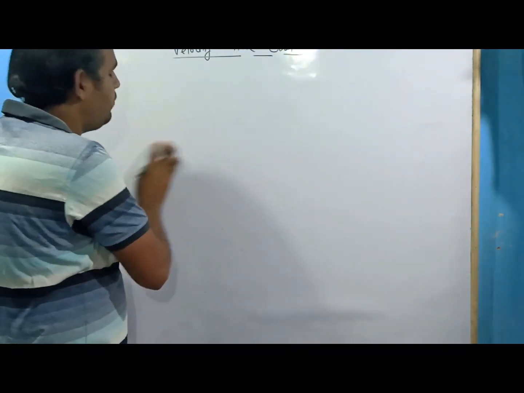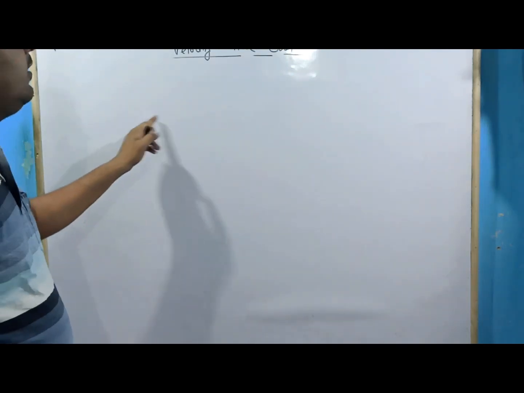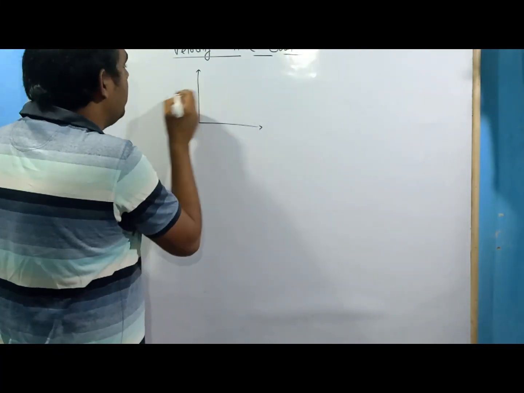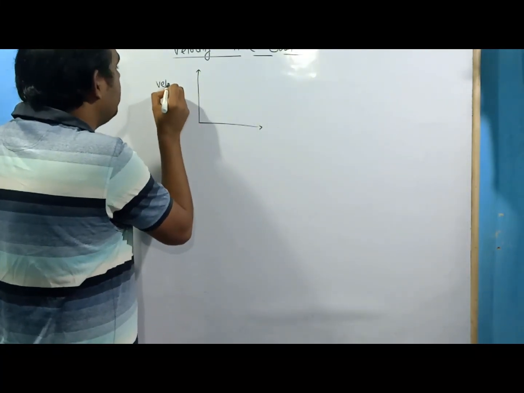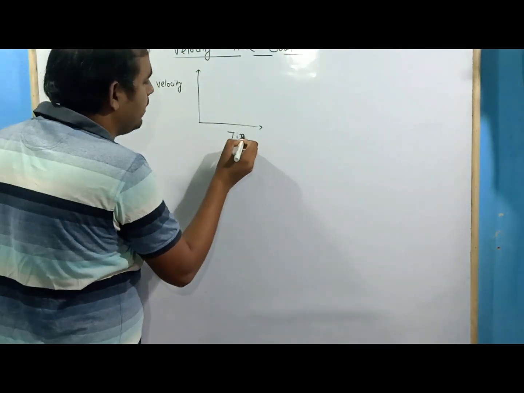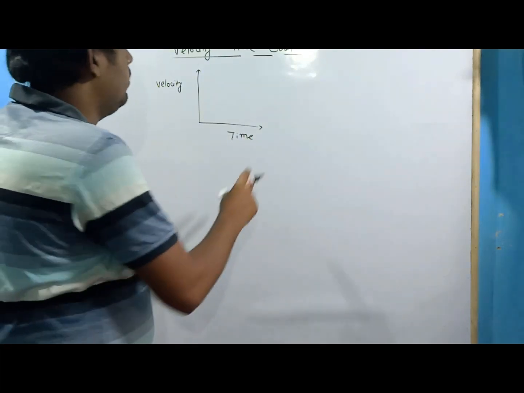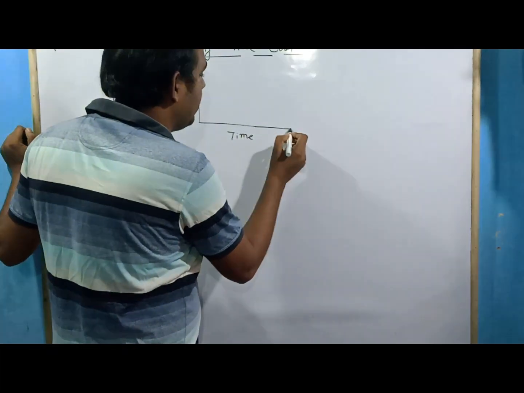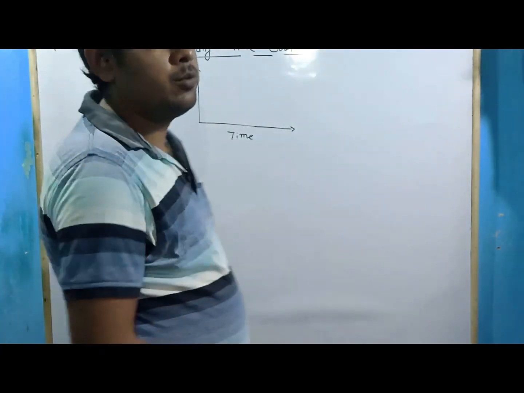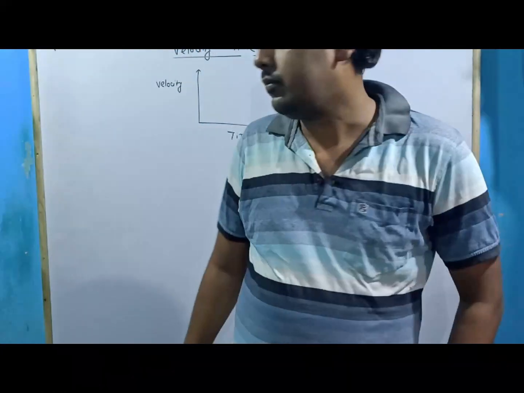As we know, velocity time graph means the velocity is going to be on the y-axis and the time is going to be on the x-axis. So this is basically the graph between the velocity and time, where velocity will be represented on the y-axis and time will be represented on the x-axis. So basically, what are velocity time graphs? Velocity time graphs show the velocity of an object with respect to time.